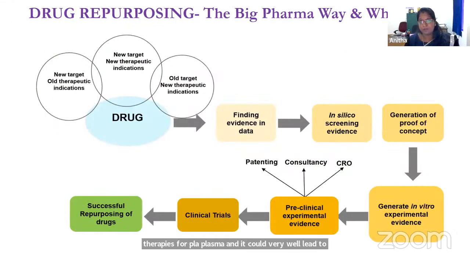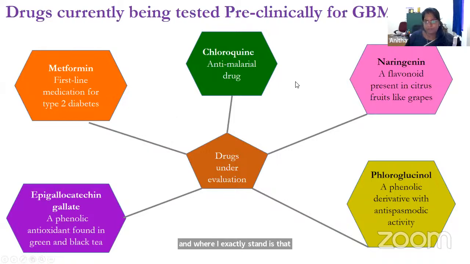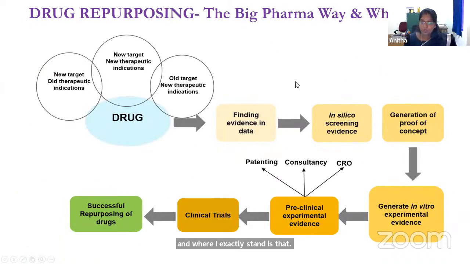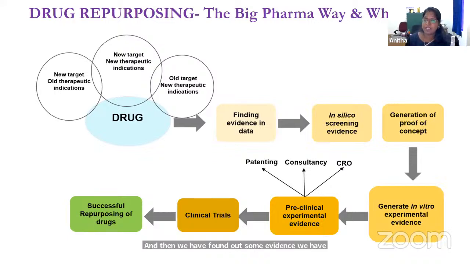So the drug repurposing strategy, the big pharma way, and where I exactly stand is this: we have chosen some drugs from the literature. We have found new targets with old therapeutic indications, new targets with new therapeutic indications, and old targets with new therapeutic indications. And then we collected all the evidence from the literature, and performed in silico screening based on whatever drugs we chose. And then we moved on to generating a proof of concept.